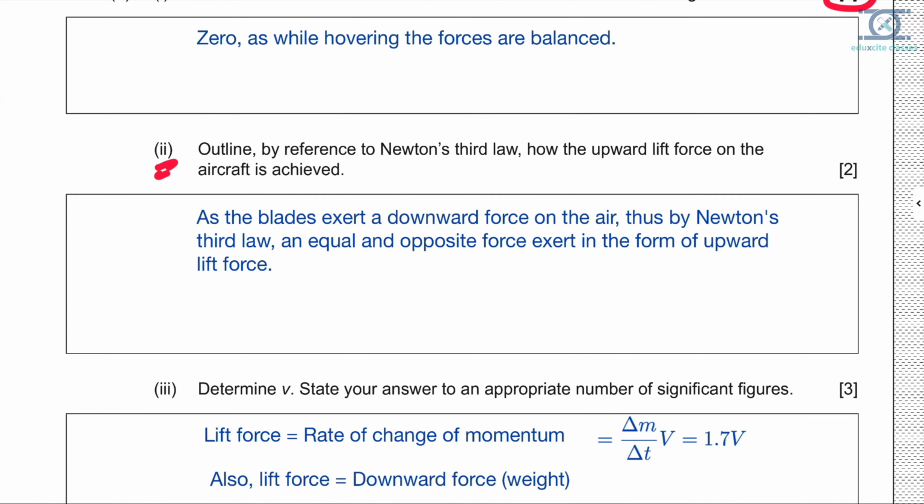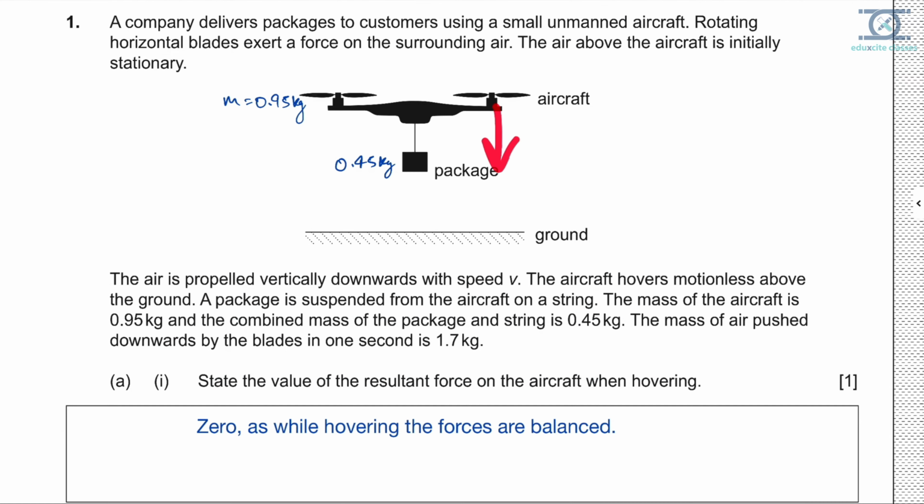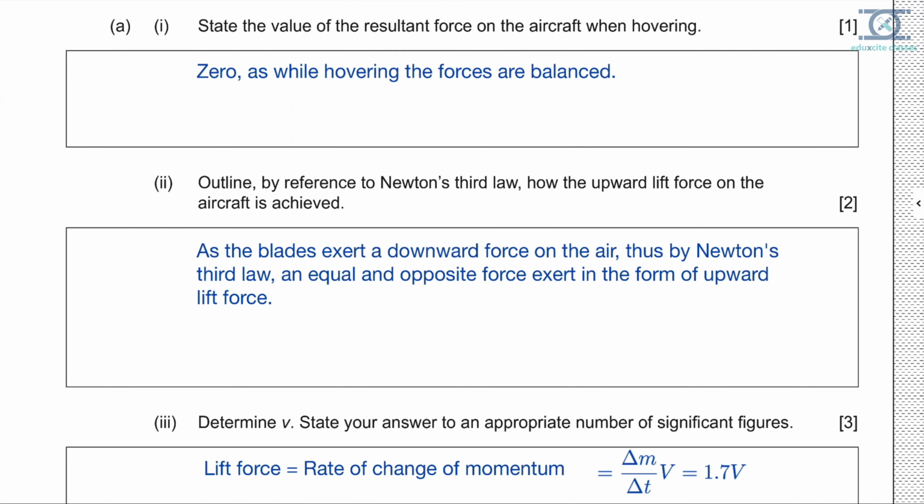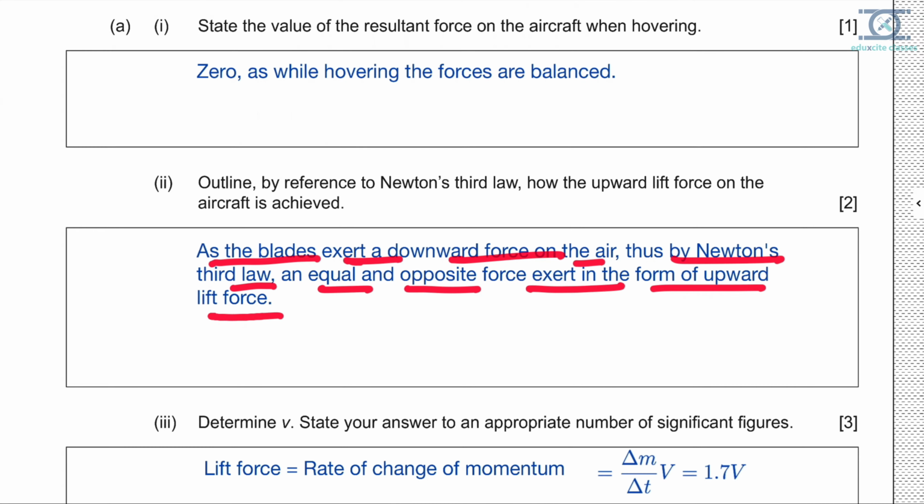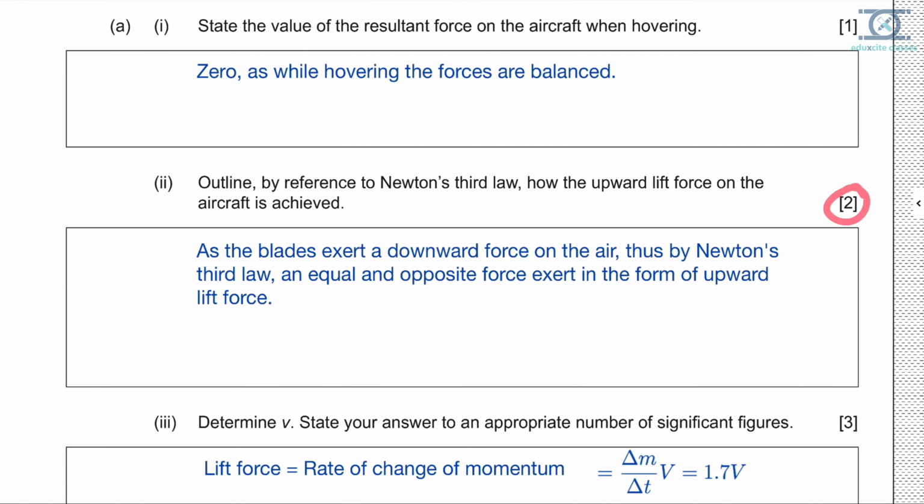Now second part, outline by reference to Newton's third law how the upward lift force on the aircraft is achieved. We know that Newton's third law states that every action has an equal and opposite reaction. The blades are pushing the air in the downward direction. So that is the action. As the blades exert a downward force on the air, by Newton's third law an equal and opposite force is exerted in the form of upward lift force. This is of 2 marks. One is for showing the action, and one is for stating the reference to Newton's third law.